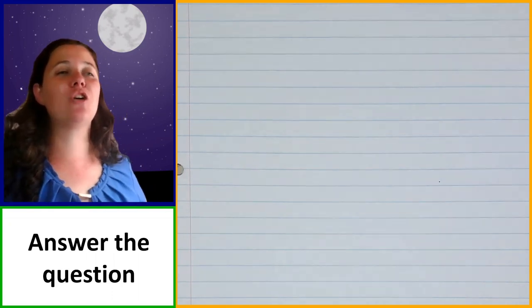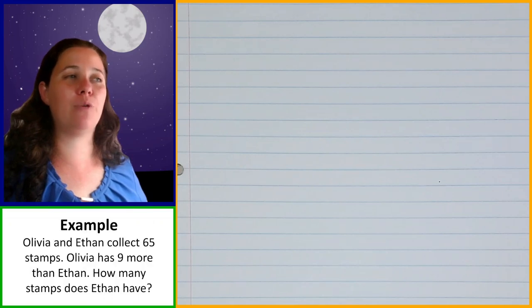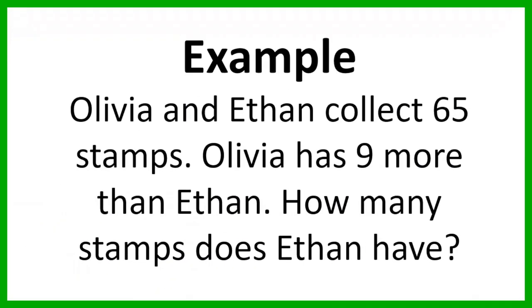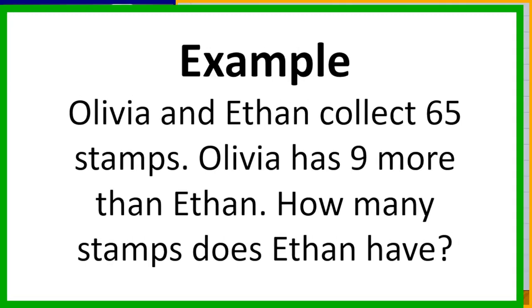Okay, now let's go and have a look at our first example that we're going to do. So in this example, we have got Olivia and Ethan, and they collect stamps. Olivia has 9 more than Ethan. How many stamps does Ethan have? So the very first thing you should see over there is that we're being asked to work out how many stamps Ethan has. Okay, so I am going to go and make the number of stamps that Ethan has x.